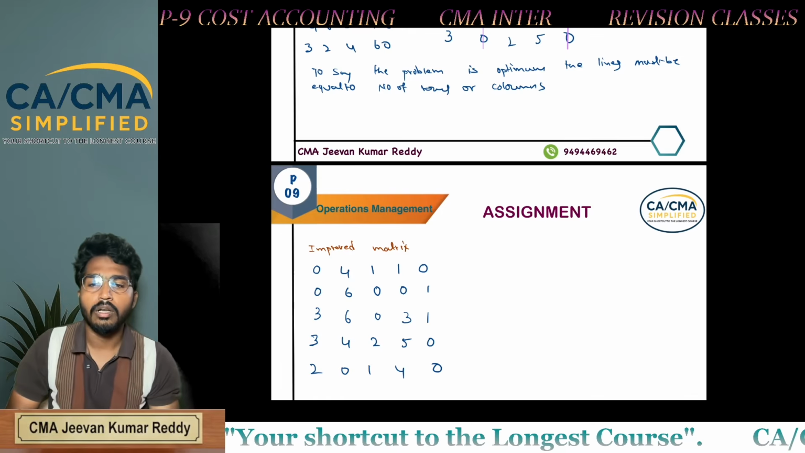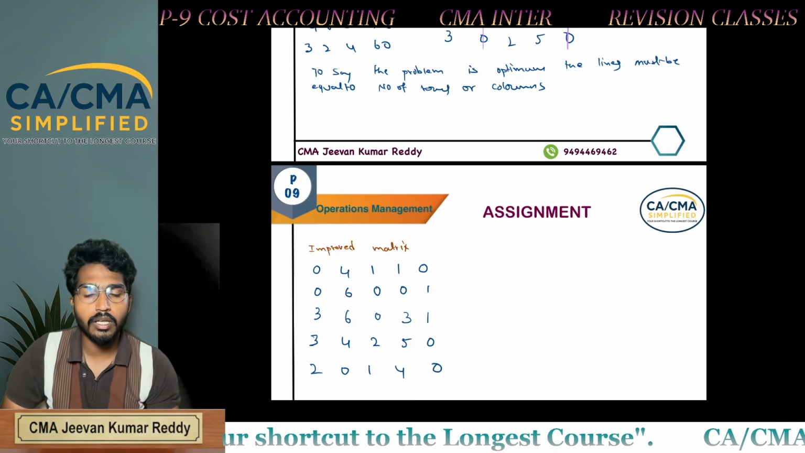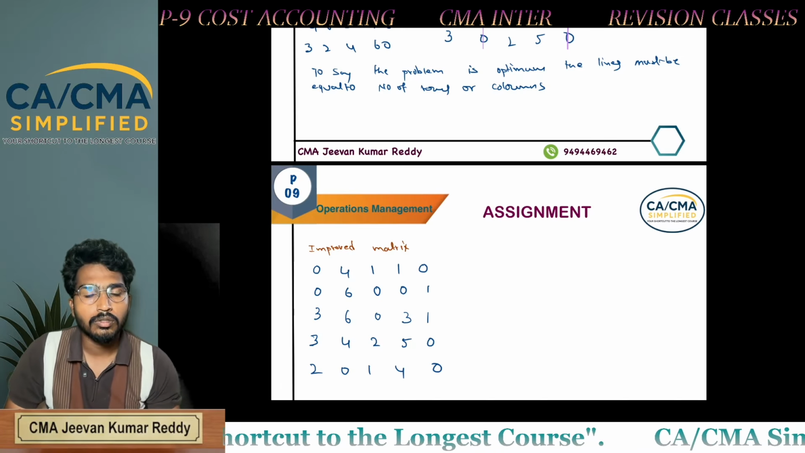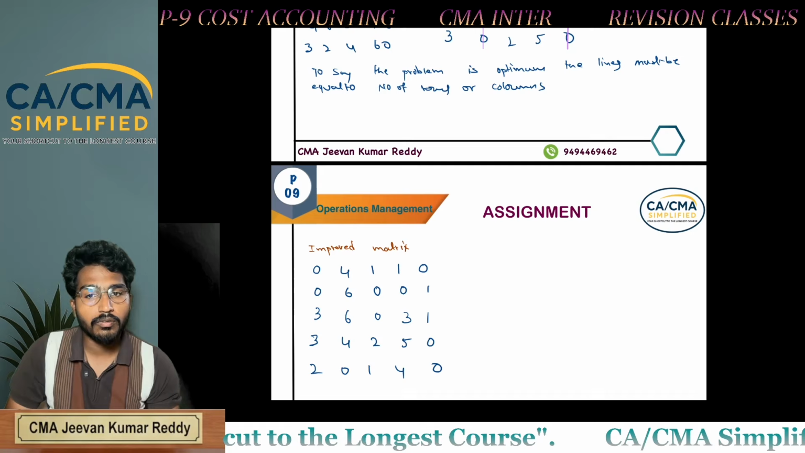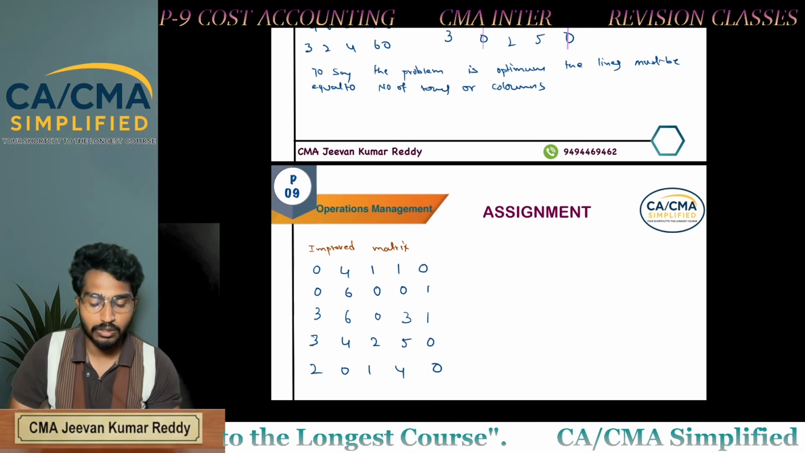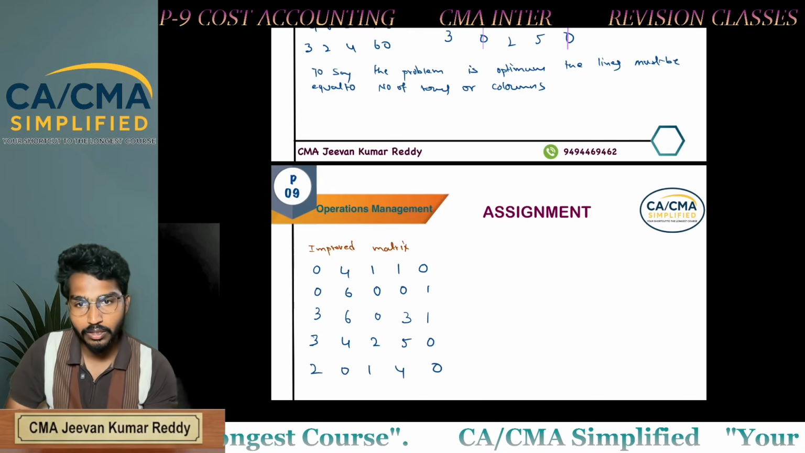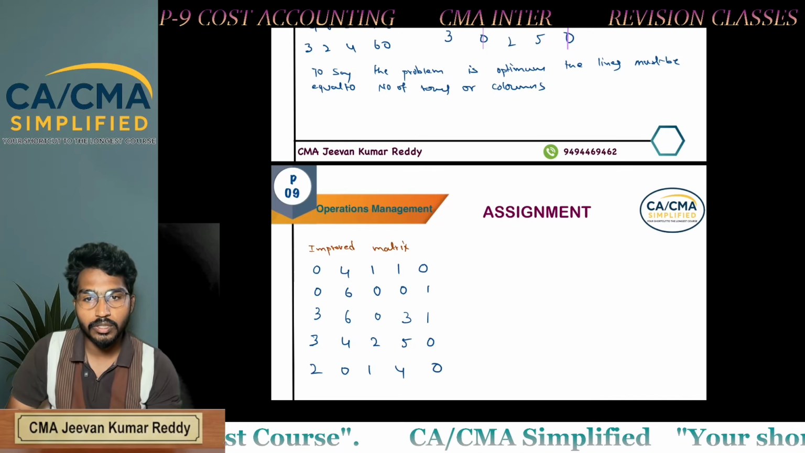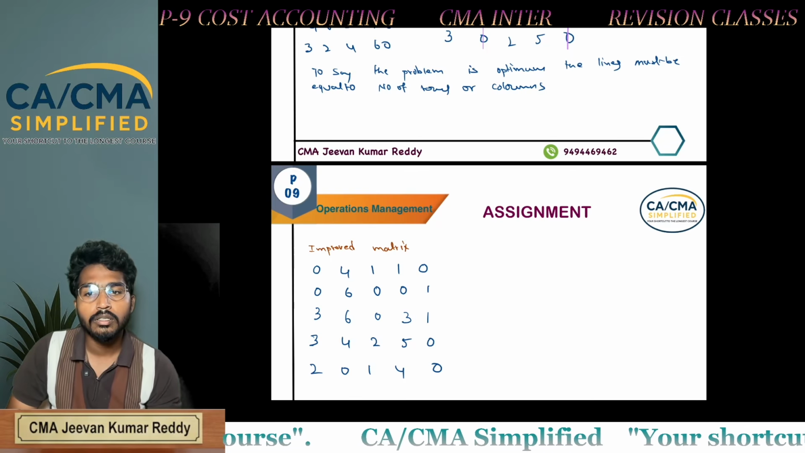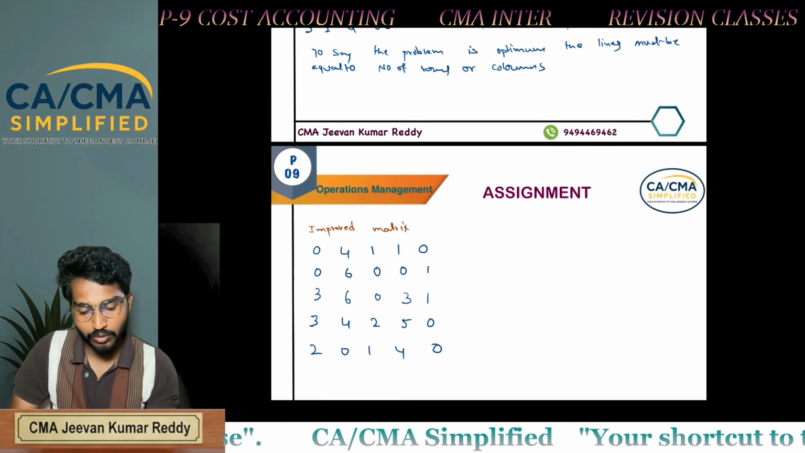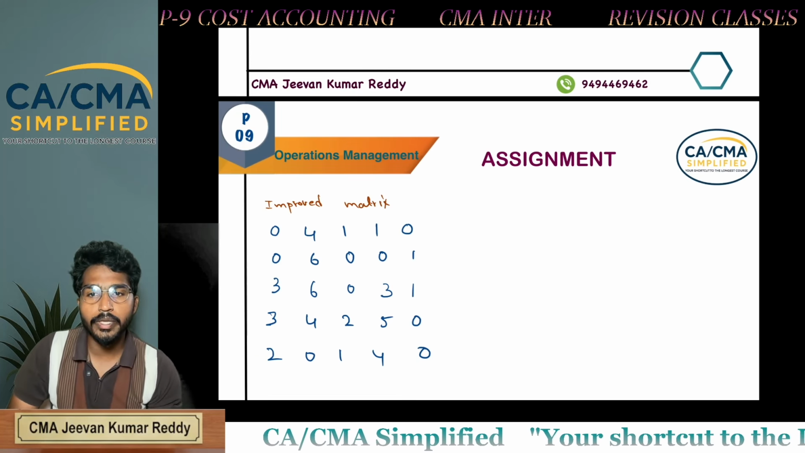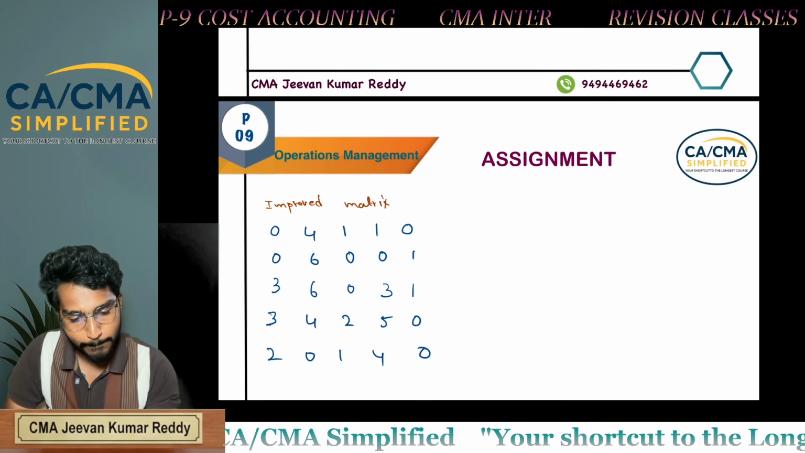So after performing the improved matrix, again you need to do the optimality test. So how to perform the optimality test? The number of lines must be equal to the number of rows or columns. First we need to draw lines. The lines must be drawn horizontally or vertically but not diagonally. The lines must cover all the zeros and must be the possible minimum.